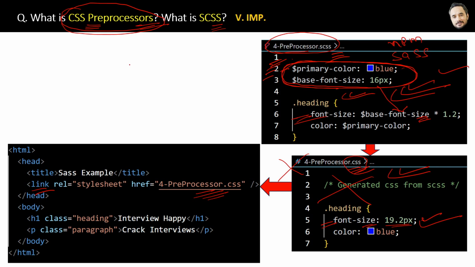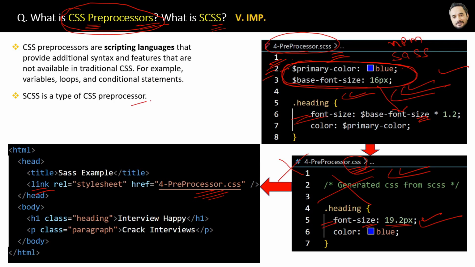Then we can also have loops and conditional statements, which are not possible in normal CSS. So that's why CSS preprocessors are essential and we need them in some scenarios. Great, that was the first point. And we already know the second point, that SCSS is a type of CSS preprocessor only. Yes, there are other types also, which I will share in the next question. But you have got the high-level idea about what SCSS is and, most importantly, why we need SCSS, right?